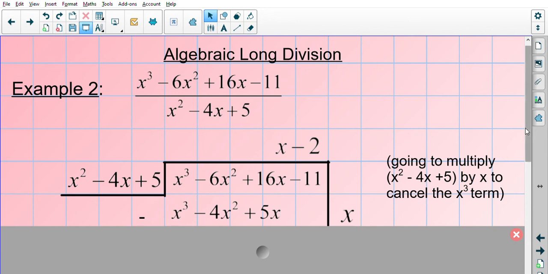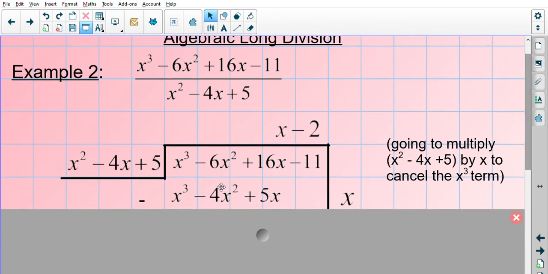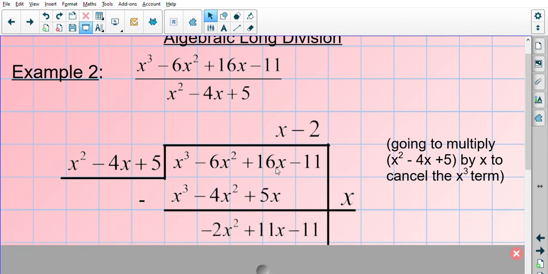I am now going to do a subtraction from this term down to this term, and again you can see why it's beneficial having your terms aligned. They cancel if I subtract them. Negative 6 take away negative 4 lots of x squared gives me negative 2 lots of x squared. 16 minus 5 lots of x is plus 11 lots of x, and I've still got my negative 11 there. So that is what I had left after I took this out of that polynomial.